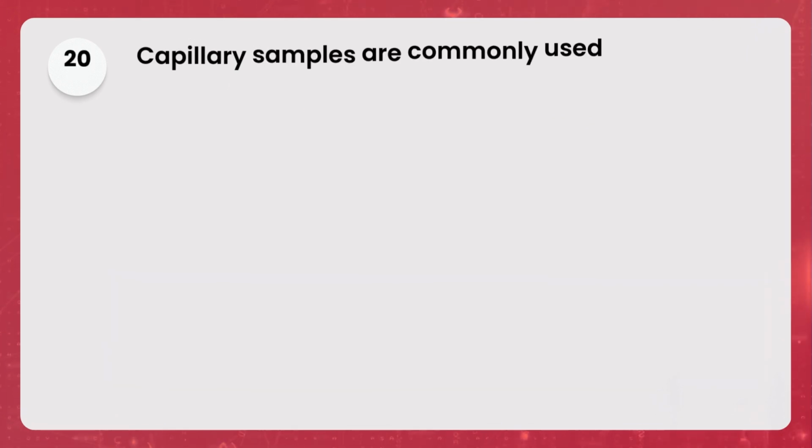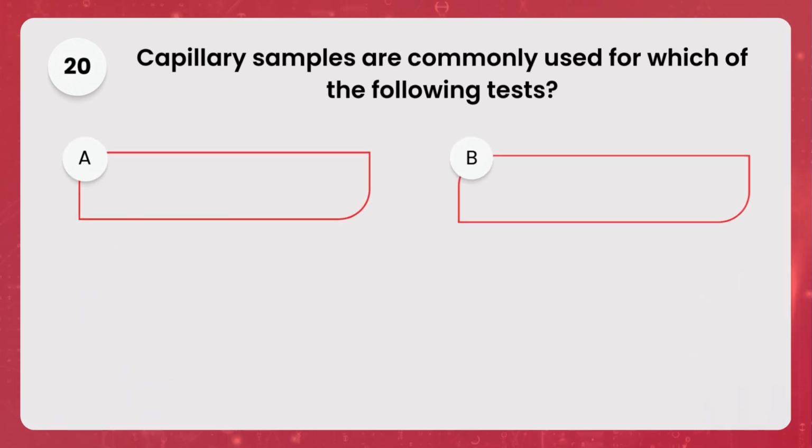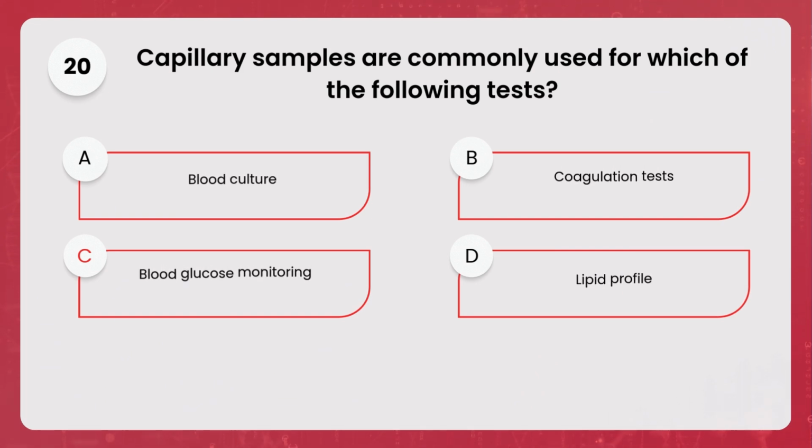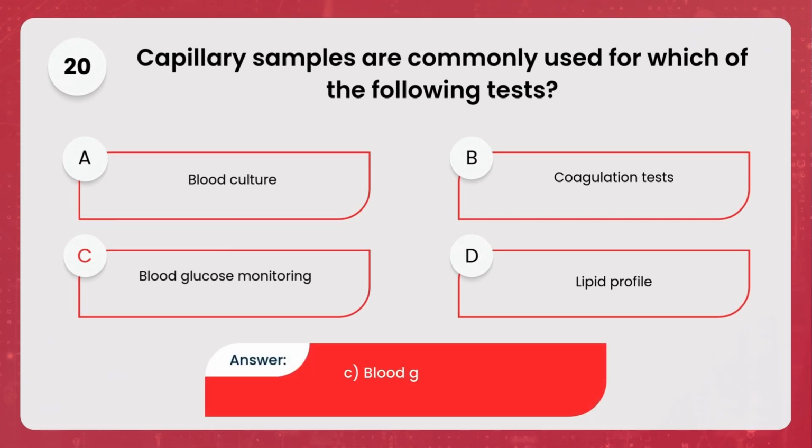It can cause pain or it can lead to hemolysis. Number 20. Capillary samples are commonly used for which of the following tests? A, blood culture, B, coagulation tests, C, blood glucose monitoring, or D, lipid profile? The answer is C, blood glucose monitoring.